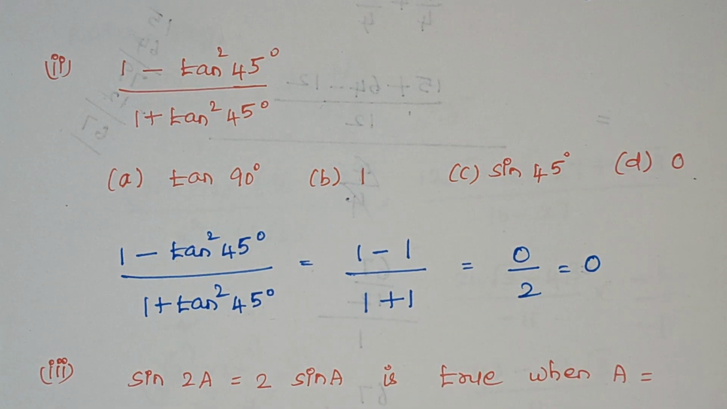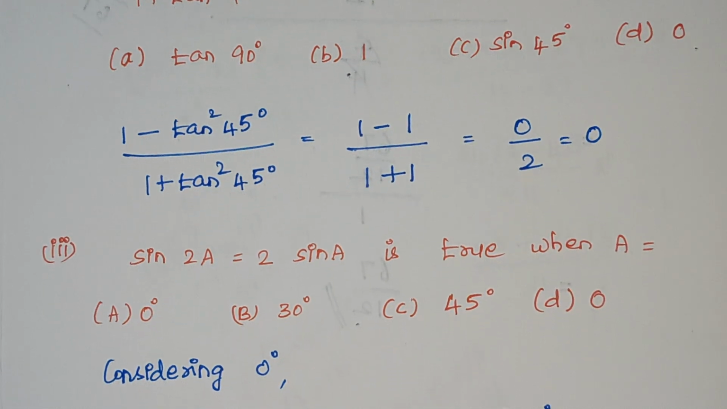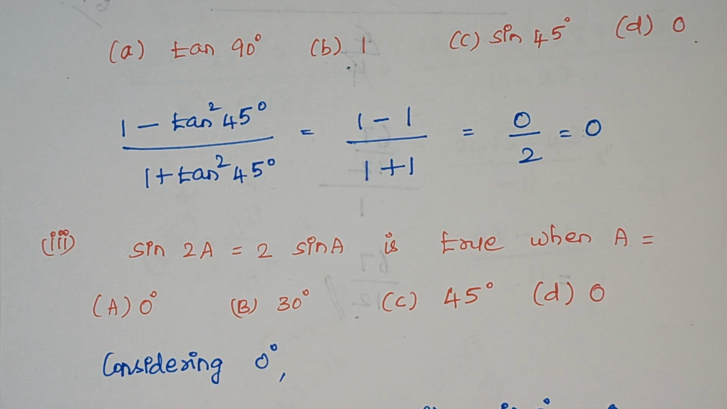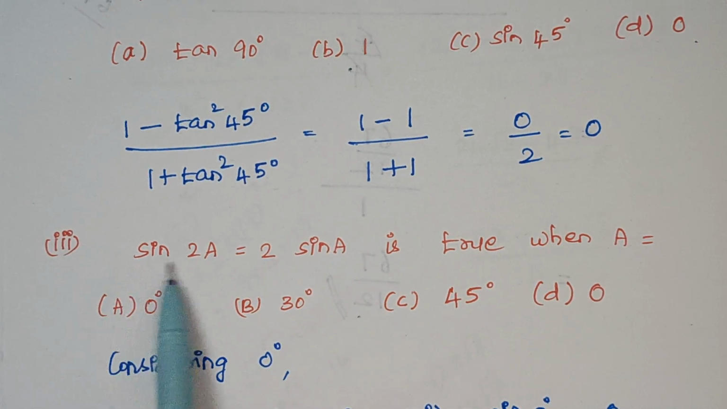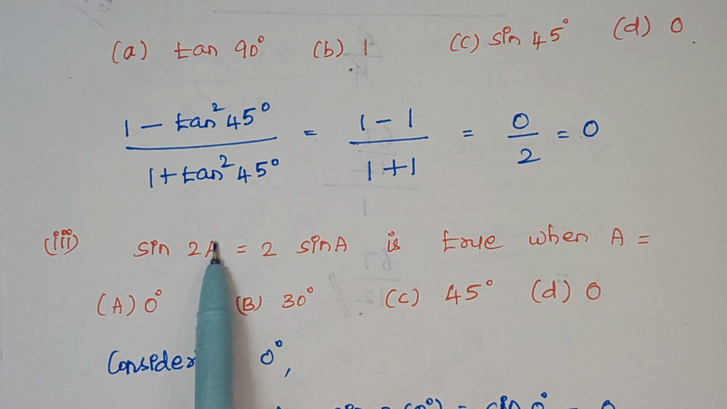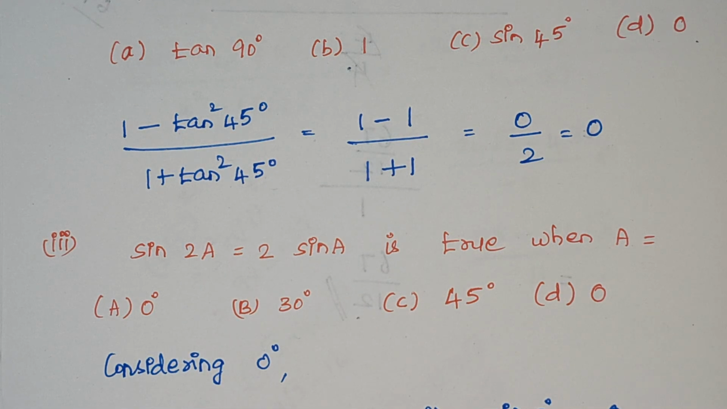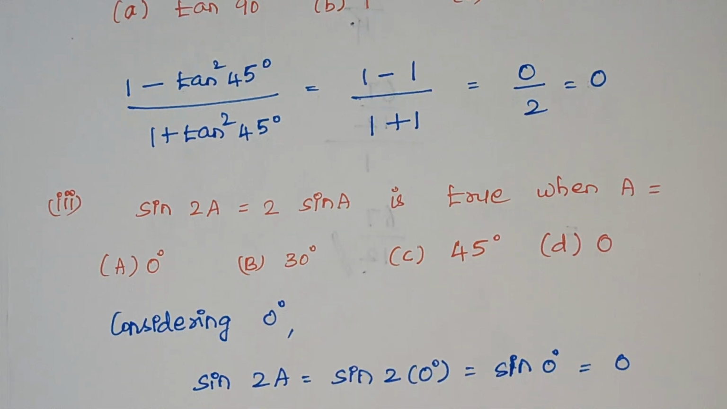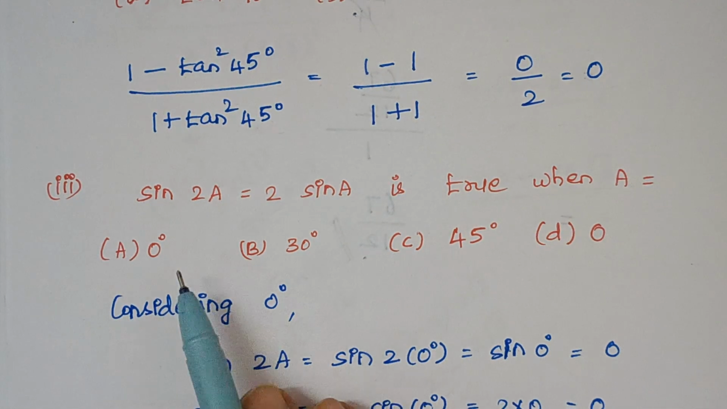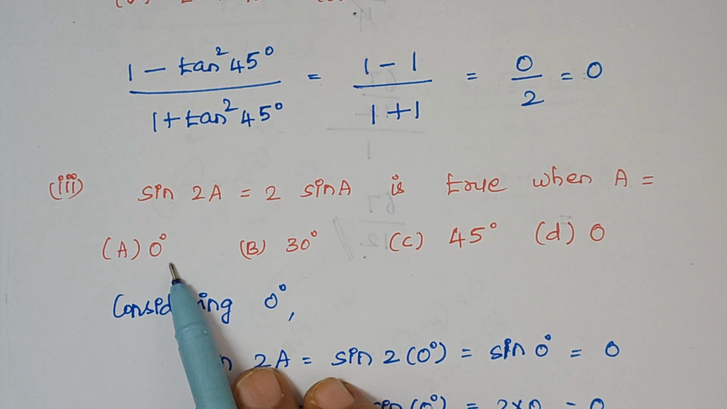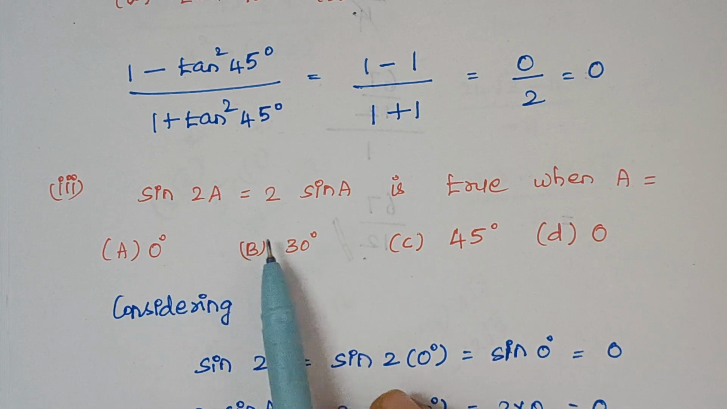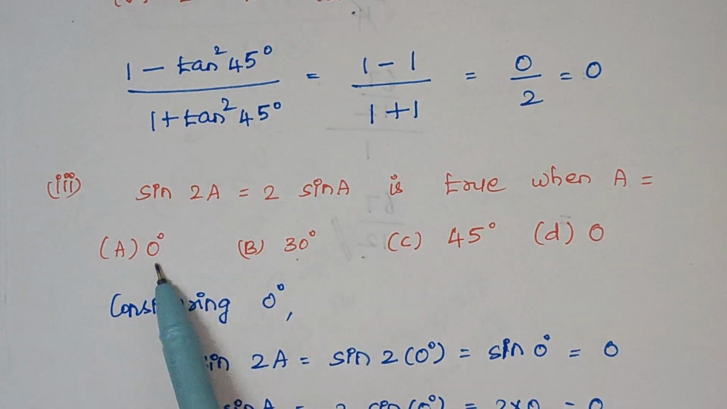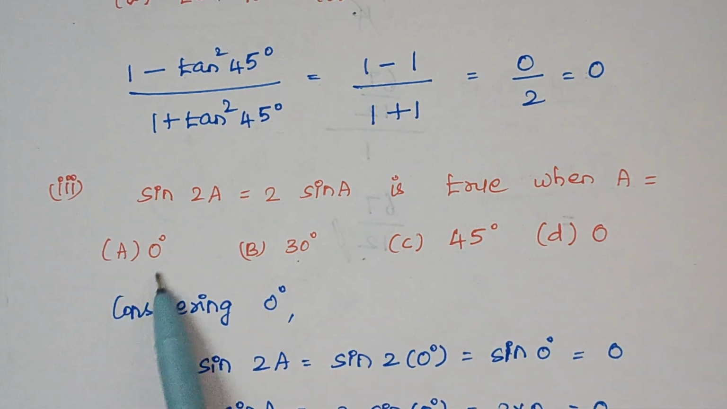Right. And the third question is sin 2a equal to 2 sin a is true when a is equal to. So, here this is a trial and error method. Right. So, we have to make this condition as true. For this condition to appear true, what is the value of a? Right. So, here the thing is, first initially we are taking 0 degrees. Right. We are substituting the value of a as 0. So, let's check. Okay. If this 0 doesn't work out, then we have to go for 30 degrees and 45 degrees. So, here we are having 0 degrees first. So, we go with this.